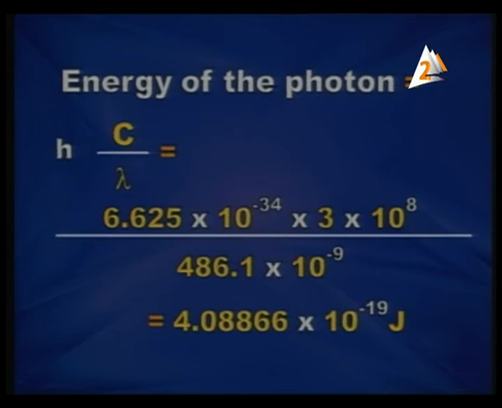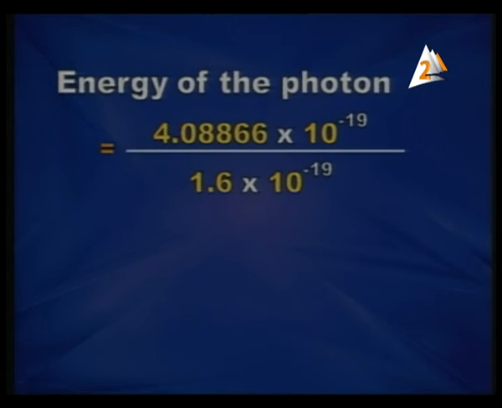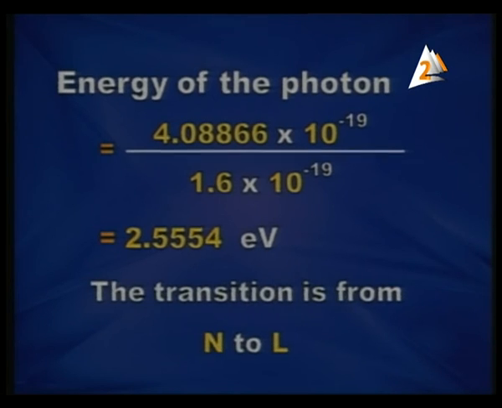And we could convert it into electron volt. It is divided by 1.6 times 10 to the power of negative 19 to obtain the same energy but in electron volts. So energy of the photon equals 2.55 electron volt. So the transition must be from N to L. The two energy levels, the difference between them is equal to 2.55. It is energy level N and energy level L.